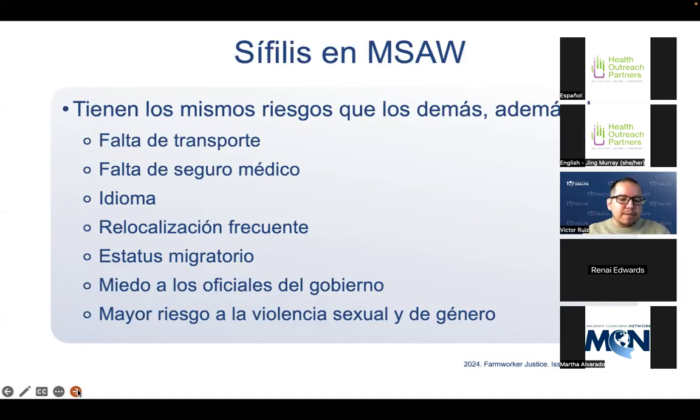A lot of folks are frequently relocating, either from county to county, state to state. These are some of the risk factors that folks are facing. Immigration status, and it's also going to tie into fear of government officials. When we approach, we have to automatically let them know, hey, we are from the Department of Health. Nobody's in trouble. We're here to help you out in regards to an important health matter.